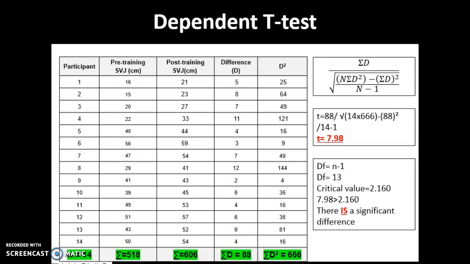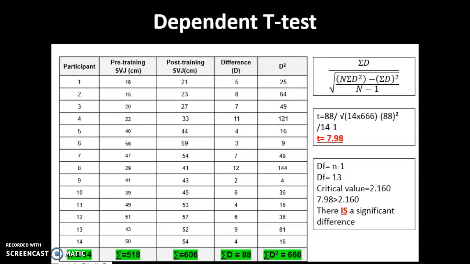This is the dependent t-test. The formula for this is the sum of the differences over the square root of the number of participants times by the sum of the differences squared minus the sum of the differences squared over the number of participants minus 1. There were 14 participants in my sample, which gives me the n value.